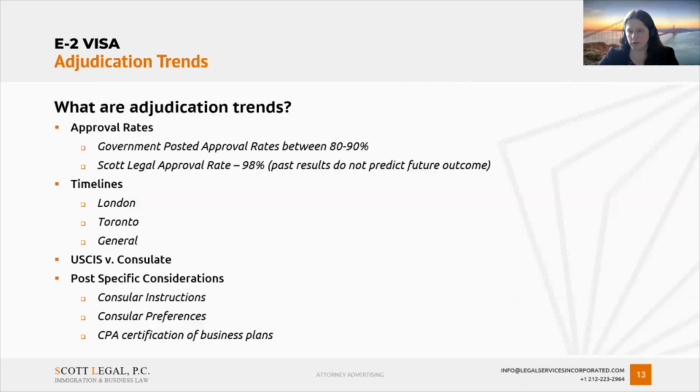Just because you've prepared, for example, a case to be filed in one place doesn't mean that exact same case can be filed somewhere else. It would likely need to be updated based on the consular preferences. Also, some consulates are requiring that a CPA certify your business plan.